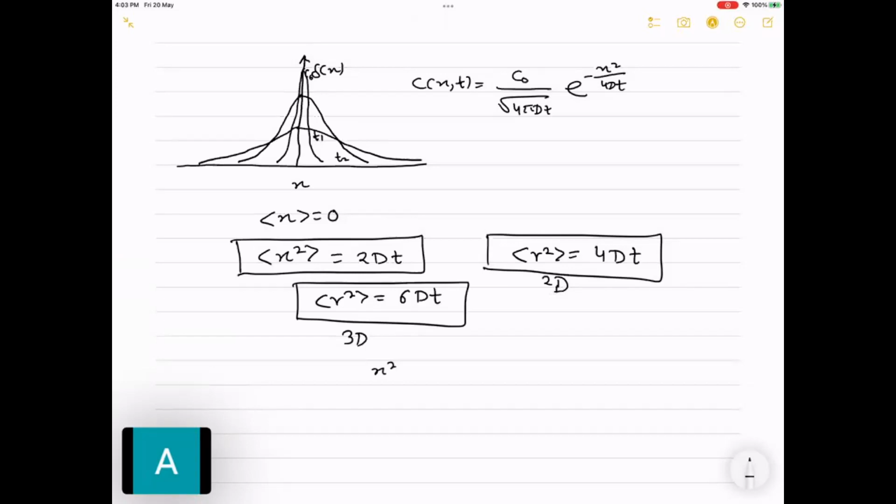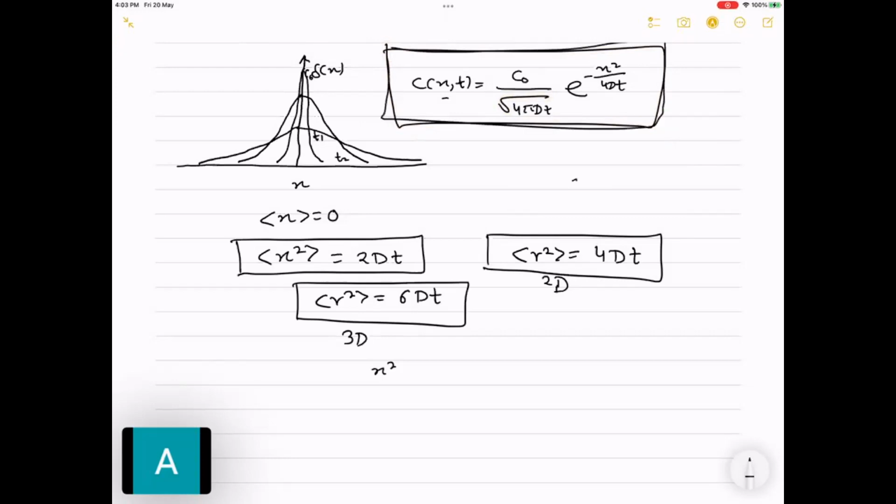All right. And if you have to check whether this is indeed a solution of the diffusion equation, how will you check that? You will simply put this thing into the diffusion equation. You will see that the right hand side will be equal to the left hand side, right? This is how you can verify that this is indeed the solution of the diffusion equation.